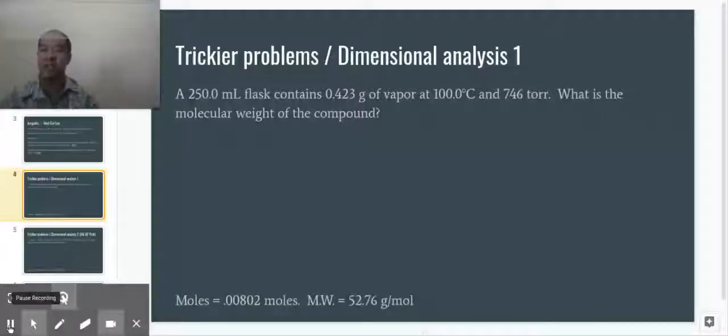All right, let's try to solve this problem using dimensional analysis. The first thing I'm always going to do with dimensional analysis is write down all of my variables that are given and my units, and then write down what I'm solving for.